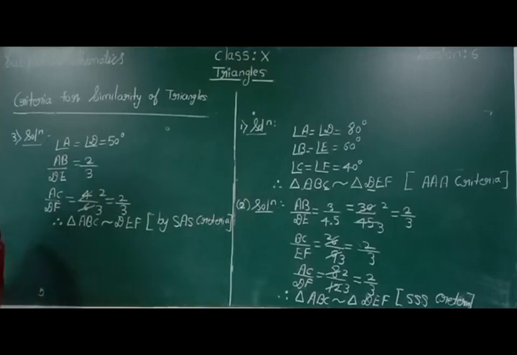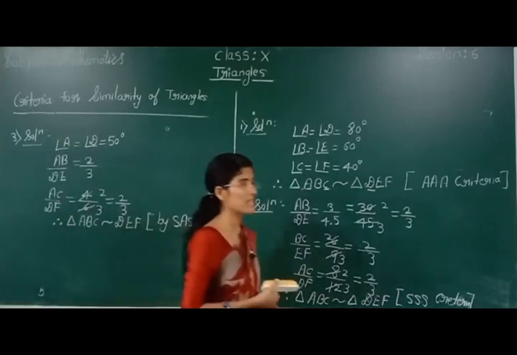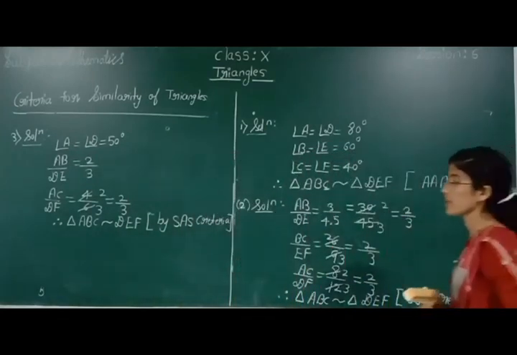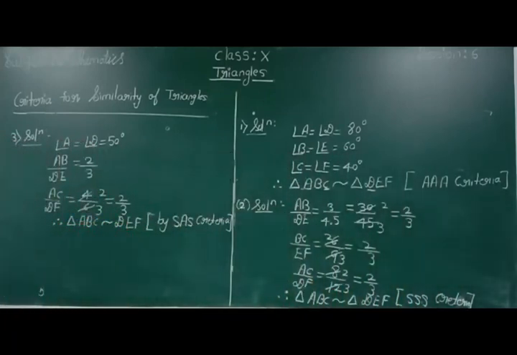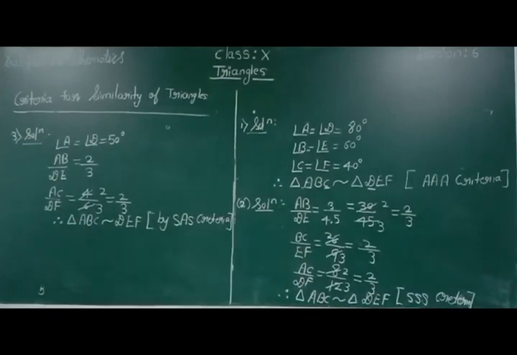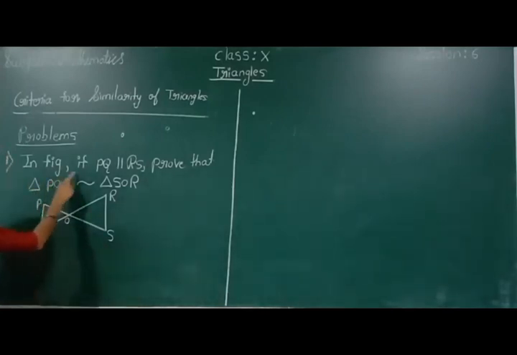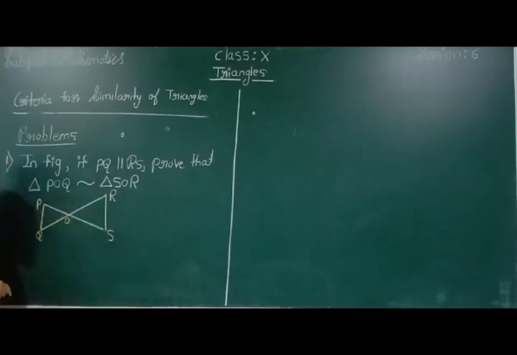So now we came to know what exactly angle, side, angle, side is. Now we will solve some worked examples that they have given in the textbook. See students, the first problem was, in the figure, if PQ is parallel to RS, prove that triangle POQ is similar to triangle SOR. We have to prove that these two triangles are similar.